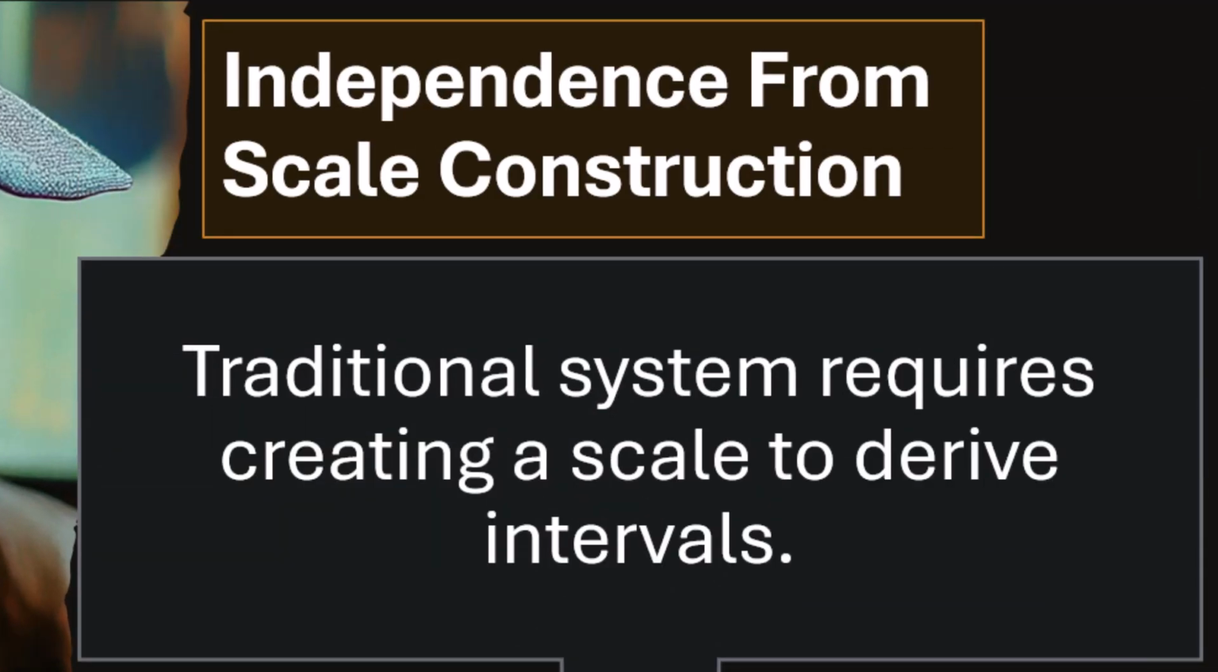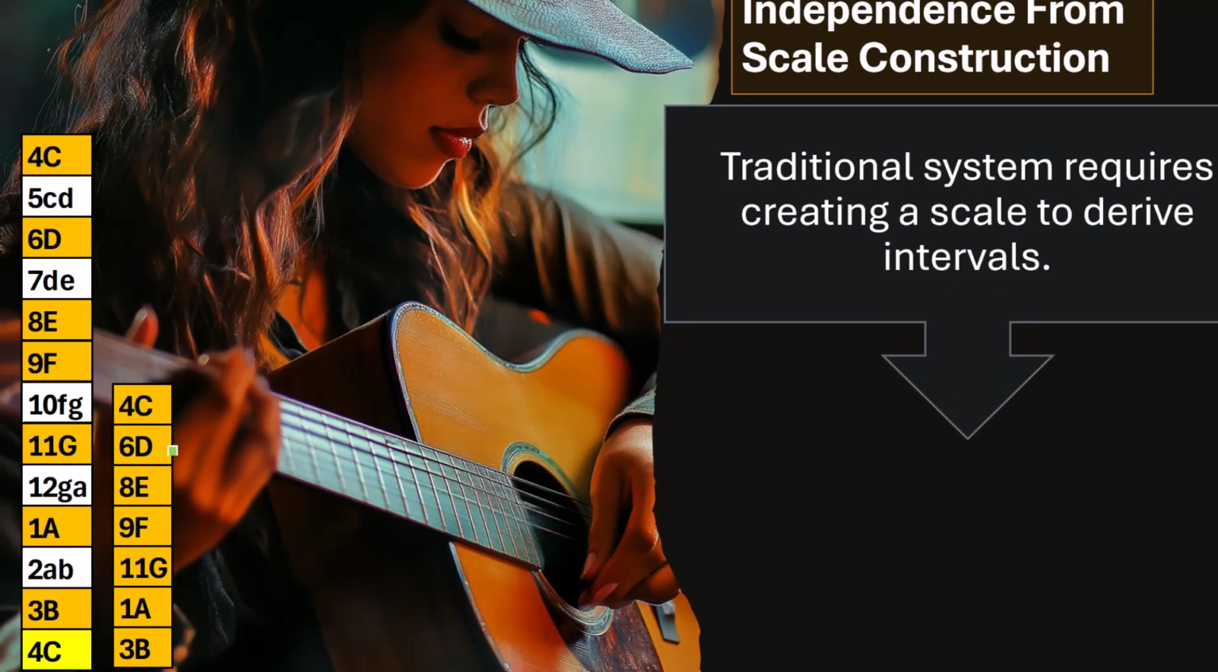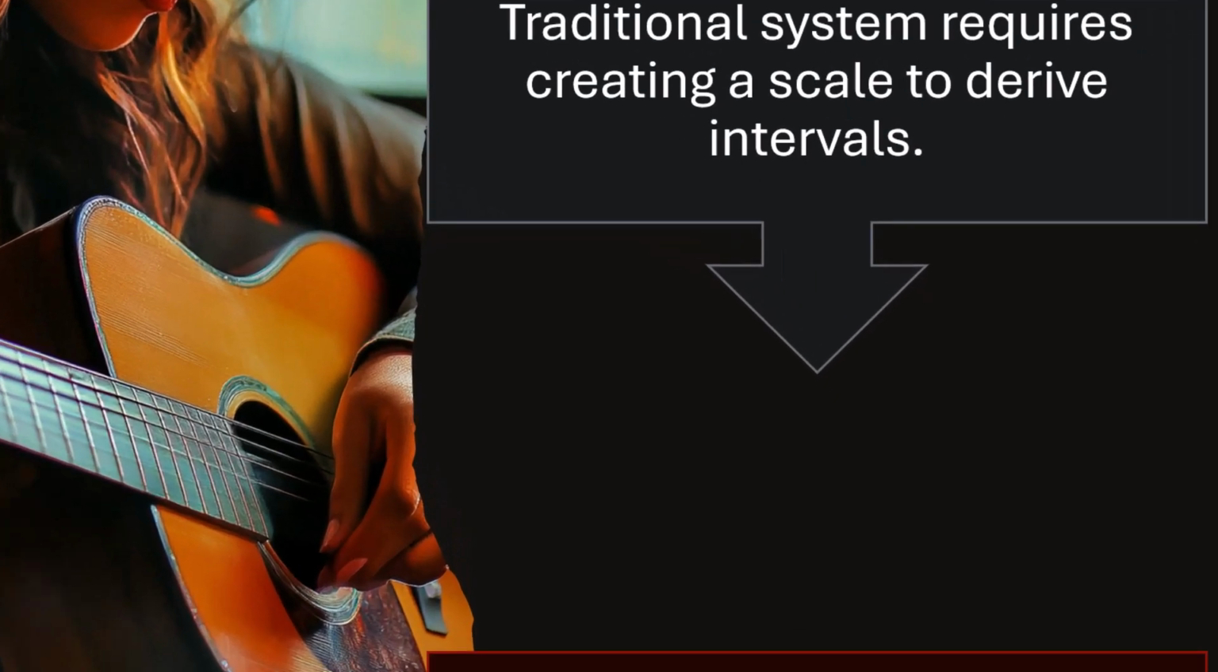So, independence from scale construction. The traditional system requires creating a scale to derive intervals. So once again, in order for me to determine a distance term, I need to make a scale out of something I might not want to make a scale about. It's just a collection of notes. So for me to measure from this F, it doesn't make sense to make a scale from the F when it's the same collection of notes. I should just start from that point and measure from that point.